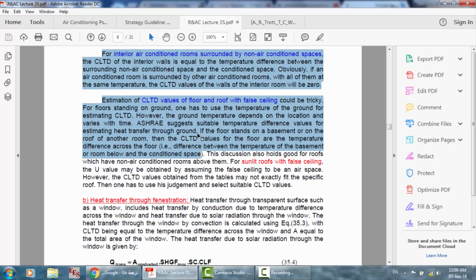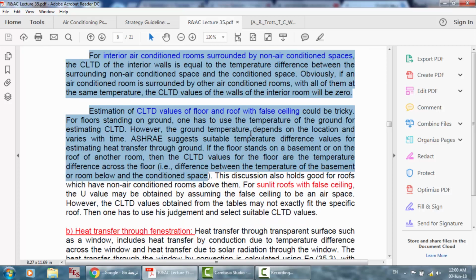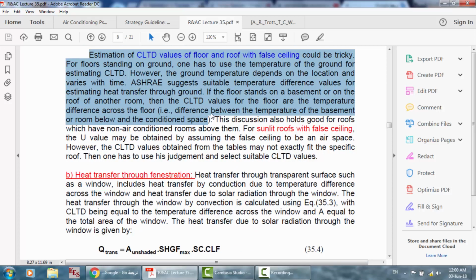If the floor stands on a basement or on a roof of another room, then the CLTD values for the floor are the temperature difference across the floor, the difference between the temperature of the basement or room below and the conditioned space. So ladies and gentlemen, you have to be very careful when you deal with these things, if you want to calculate them by hand or using these equations.